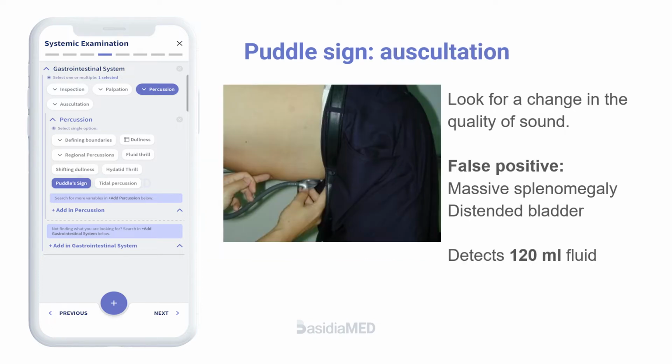To auscultate, place a stethoscope over the umbilical region and tap the abdominal wall from the periphery towards the umbilicus. A change in the quality of sound is perceived while crossing the fluid column. A false positive result is seen in massive splenomegaly and distended bladder. It can detect 120 milliliters of ascitic fluid.